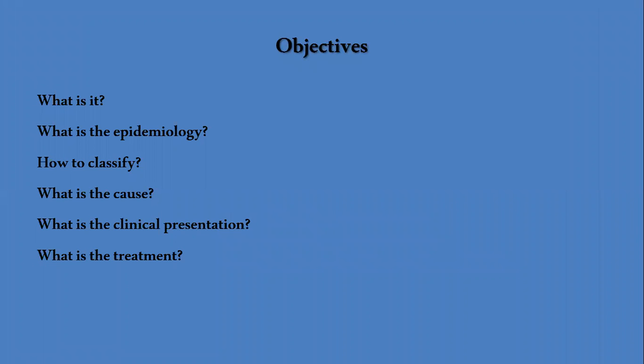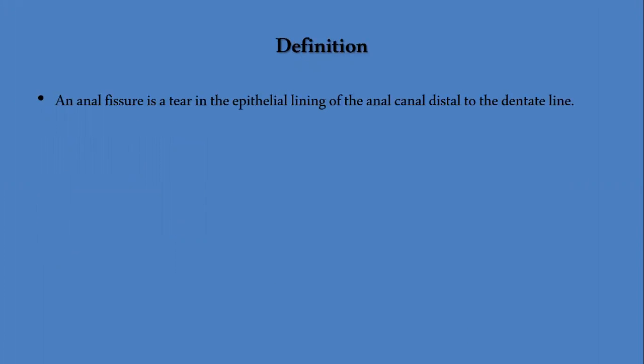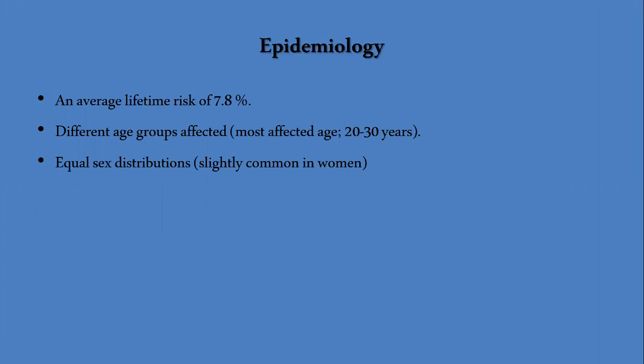These are our objectives. We will start with the definition. Anal fissure is a tear in the epithelial lining of the anal canal distal to the dentate line. It is assumed that 7.8% of the population will develop anal fissure during their life. It affects different age groups, most commonly people between 20 and 30 years old.